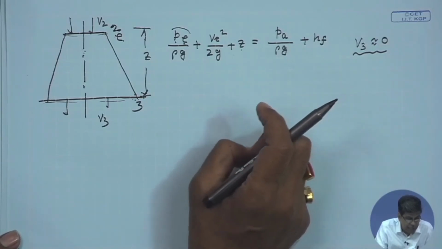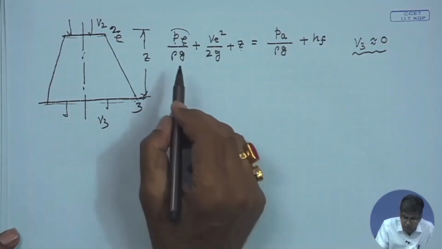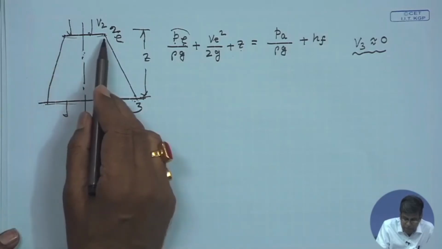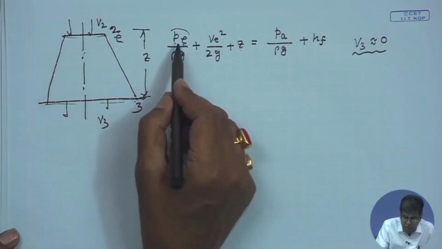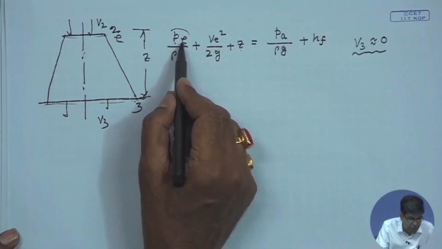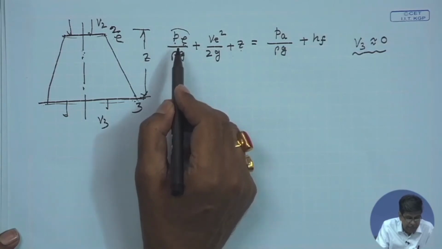So, now here, for cavitation not to occur, P has to be more than the vapor pressure, it will be higher than the vapor pressure.